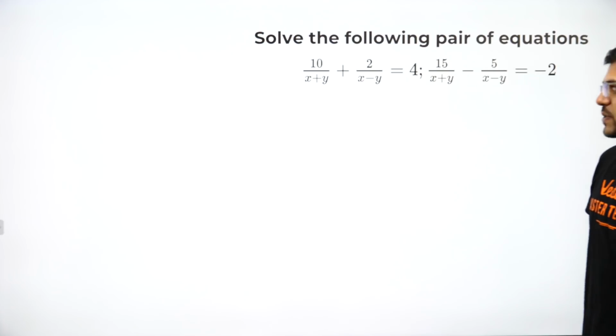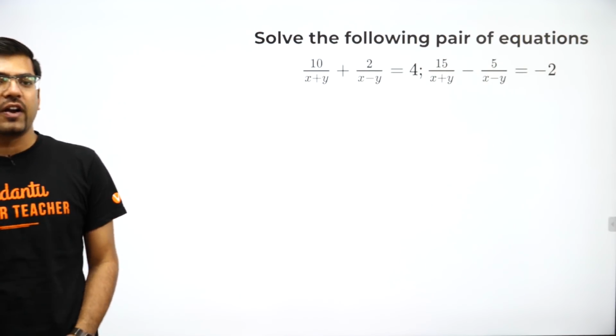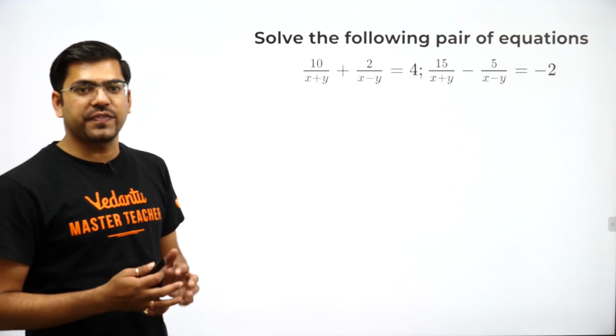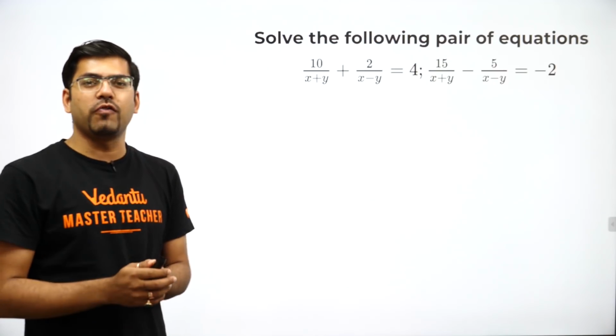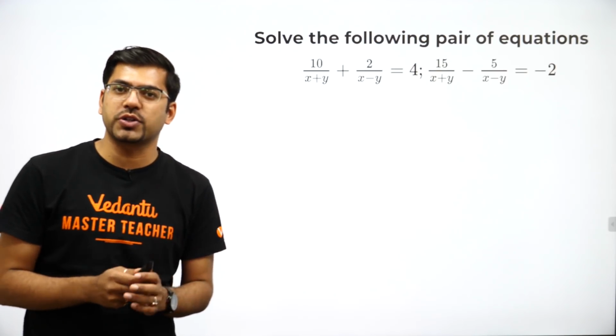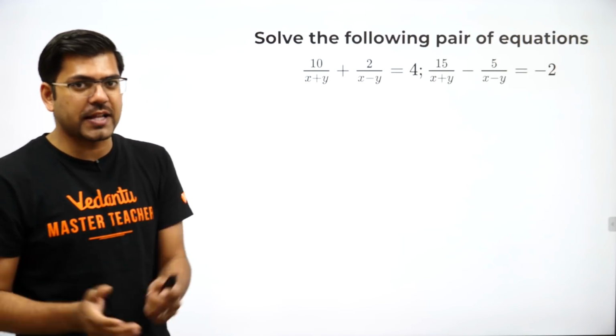10 upon x plus y plus 2 upon x minus y is equal to 4, and 15 upon x plus y minus 5 upon x minus y is equal to minus 2. I guess you all would be knowing how to solve this question. So come on, let's start solving this question, and I would be watching who gives the first answer.